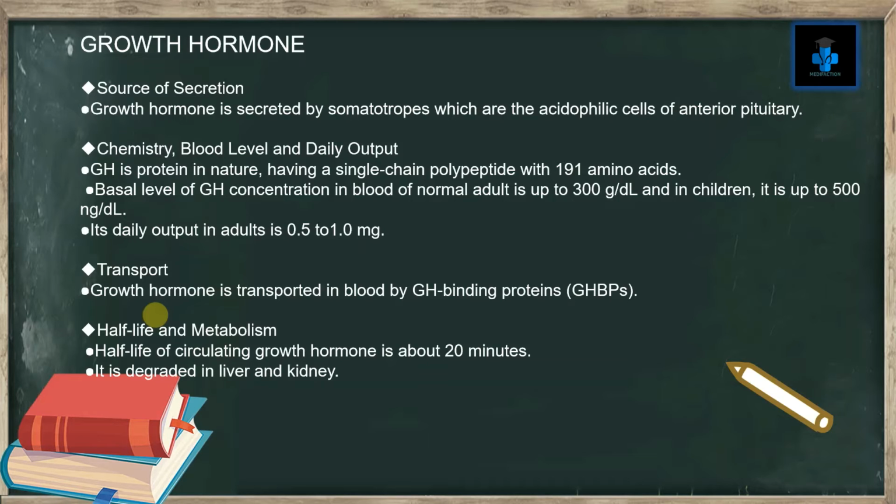Transport. Growth hormone is transported in blood by growth hormone binding proteins. Half-life and metabolism. Half-life of circulating growth hormone is about 20 minutes. It is degraded in liver and kidney.